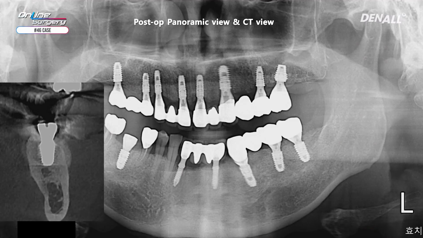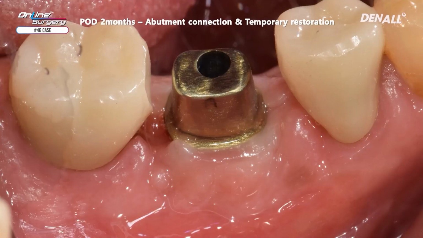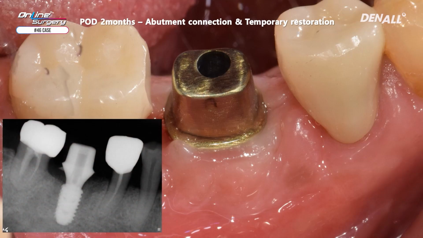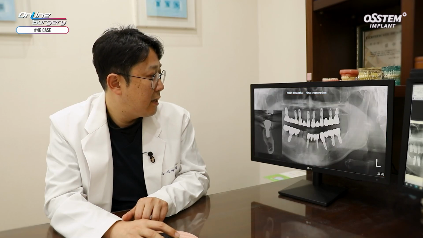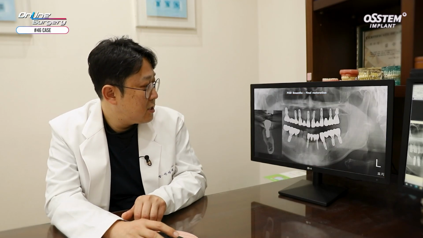On CT, about one thread is exposed on the buccal side and EOS collagen is applied. The stability was pretty good, so about 2 months later, an abutment was connected and a temporary was fabricated and provided. After connecting the abutment, about 8 months later, the final prosthesis was to be delivered. The patient was working in construction outside of Seoul, so I waited for him to return to finish the treatment.